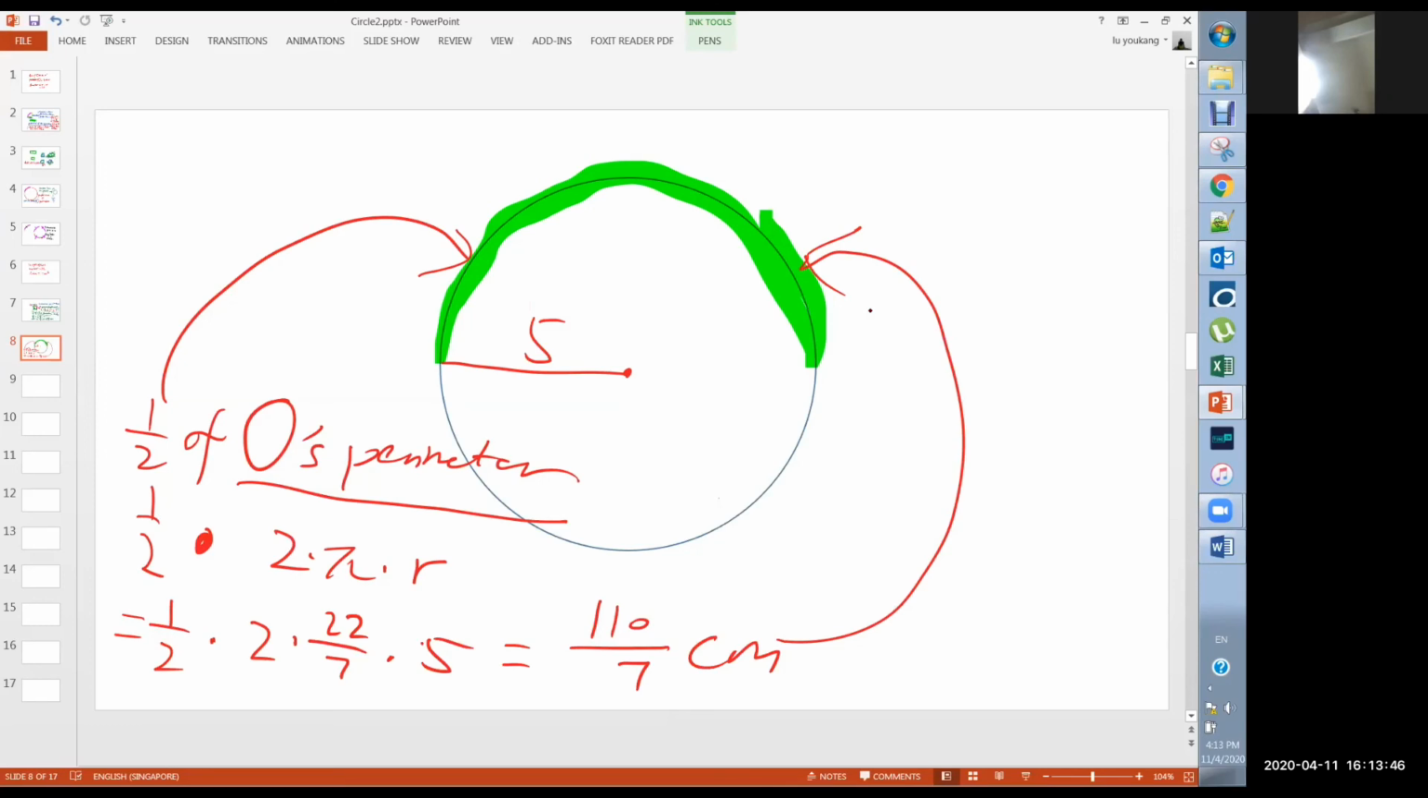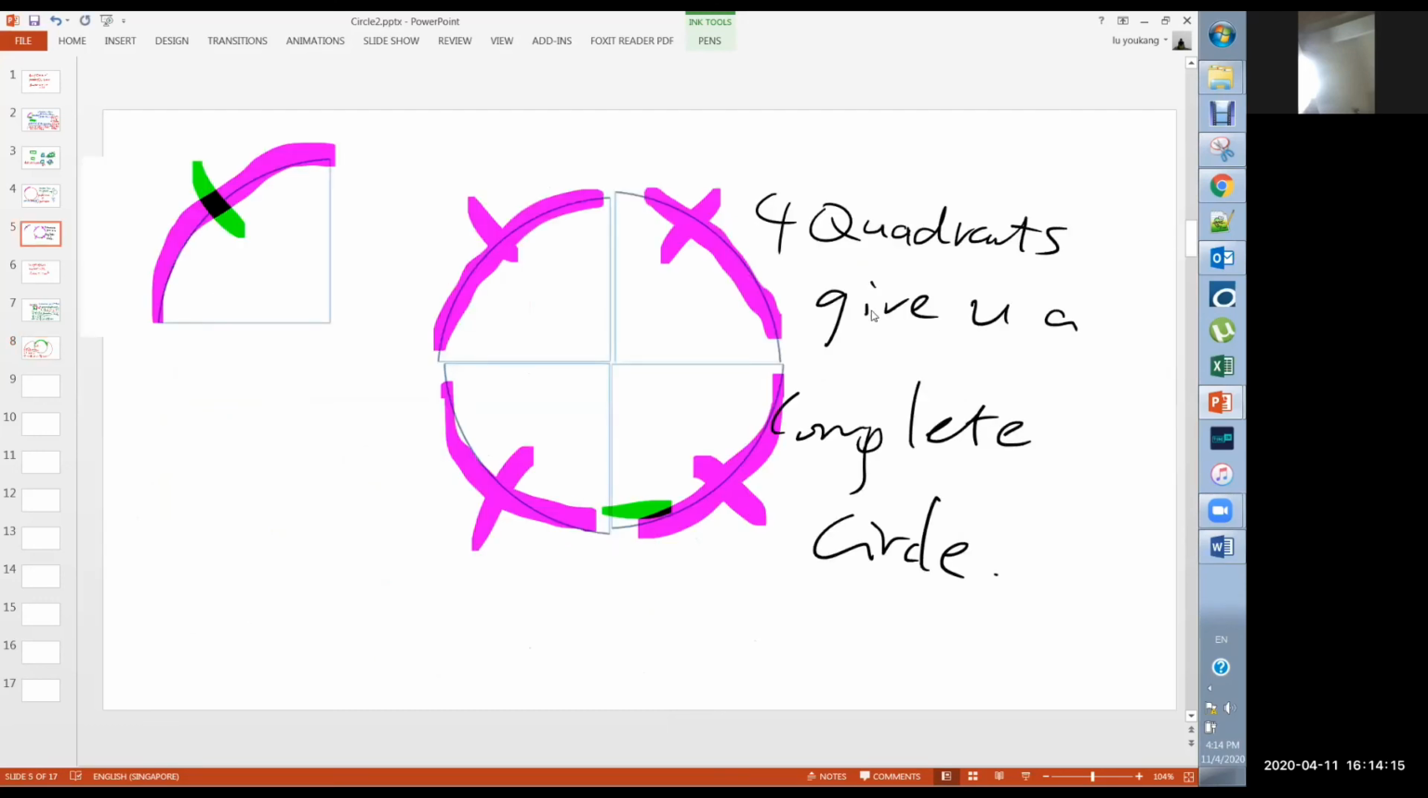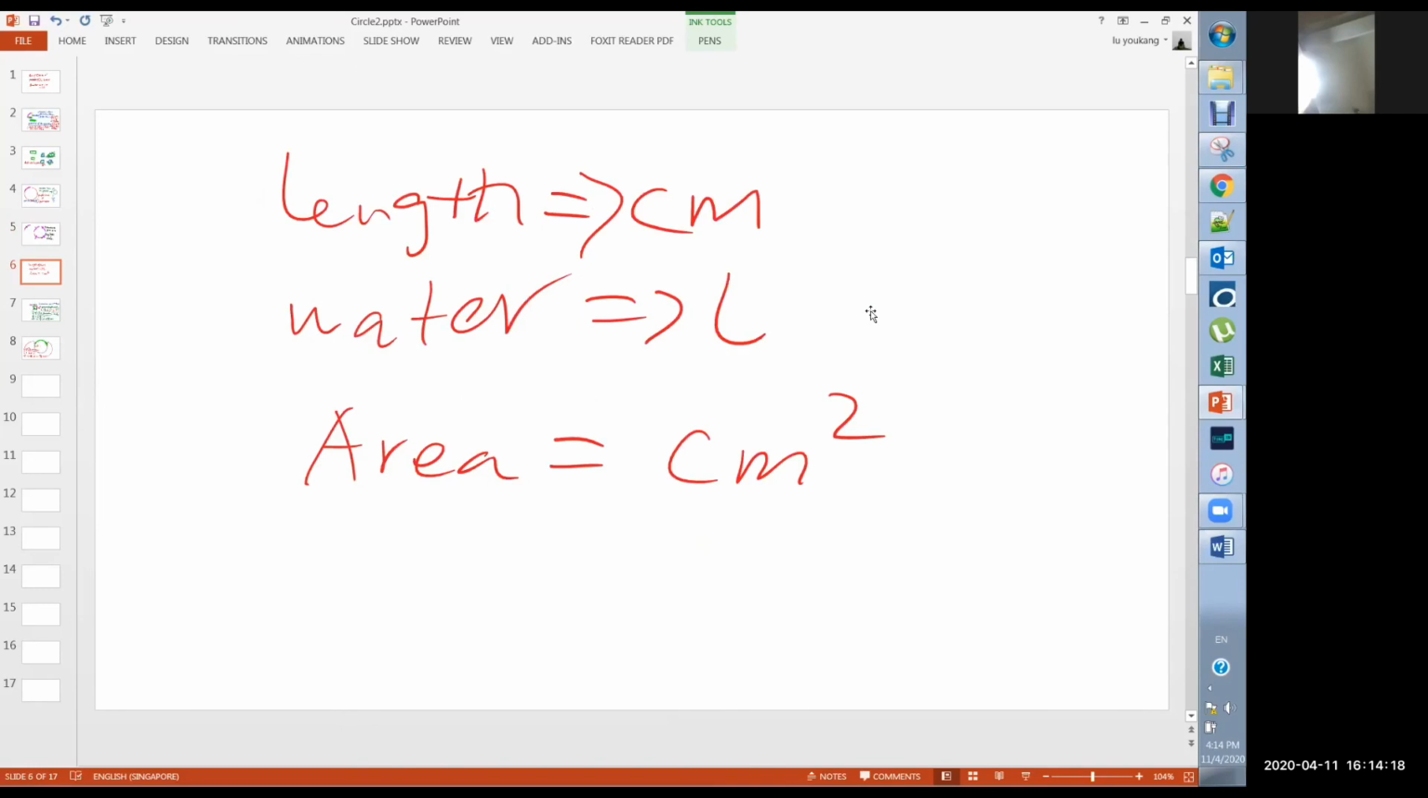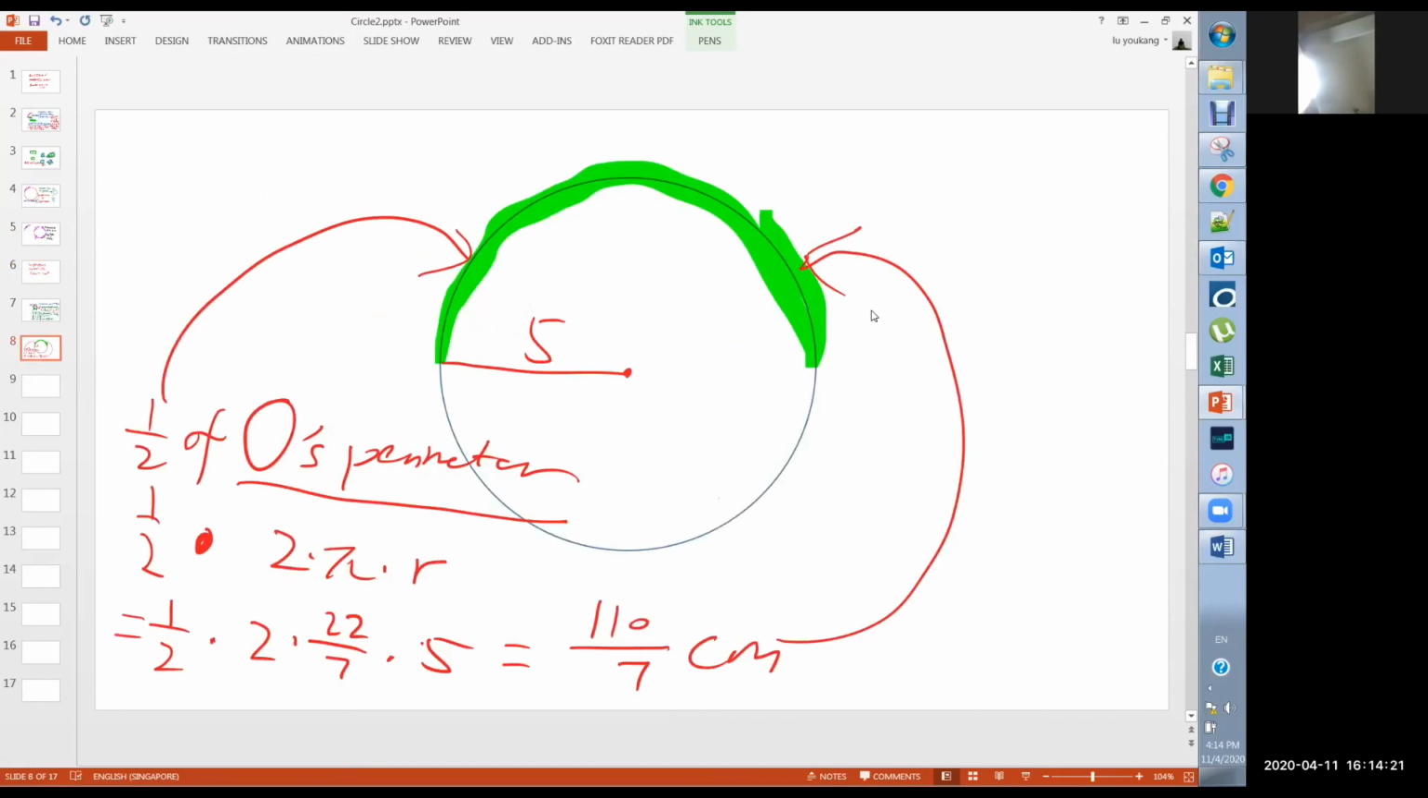So quadrant is 1/4 of the circle's perimeter. Semicircle is 1/2 of. I don't want 1/2, I want half. So quadrant is 1 quarter, 1/4. Semicircle is half. Quadrant is 1 quarter, right? Yes. Semicircle is half. Very good. Okay, so that's how you find the green part.